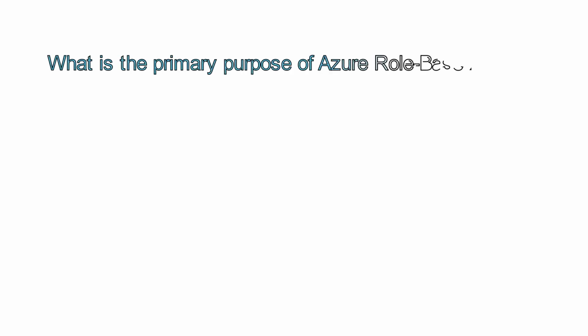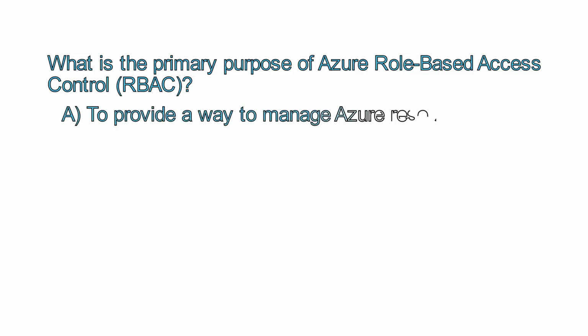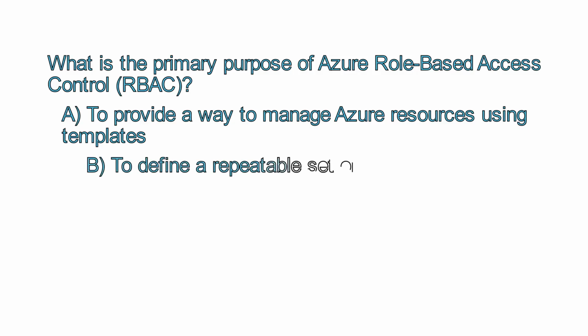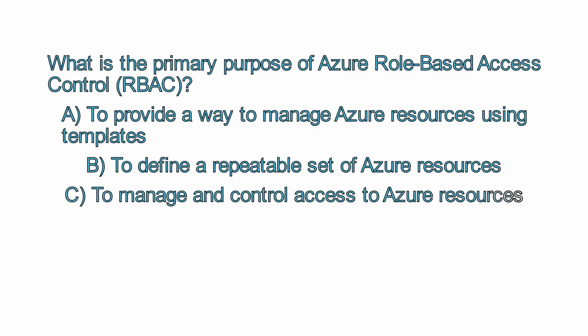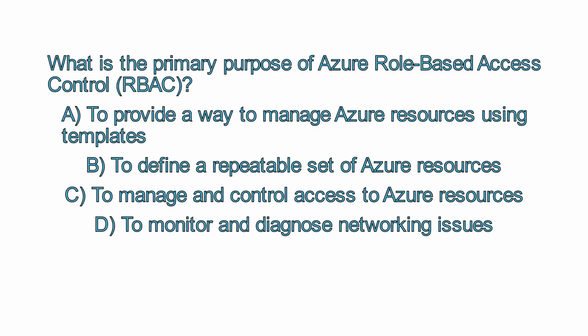What is the primary purpose of Azure Role-Based Access Control? A. To provide a way to manage Azure resources using templates. B. To define a repeatable set of Azure resources. C. To manage and control access to Azure resources. D. To monitor and diagnose networking issues.